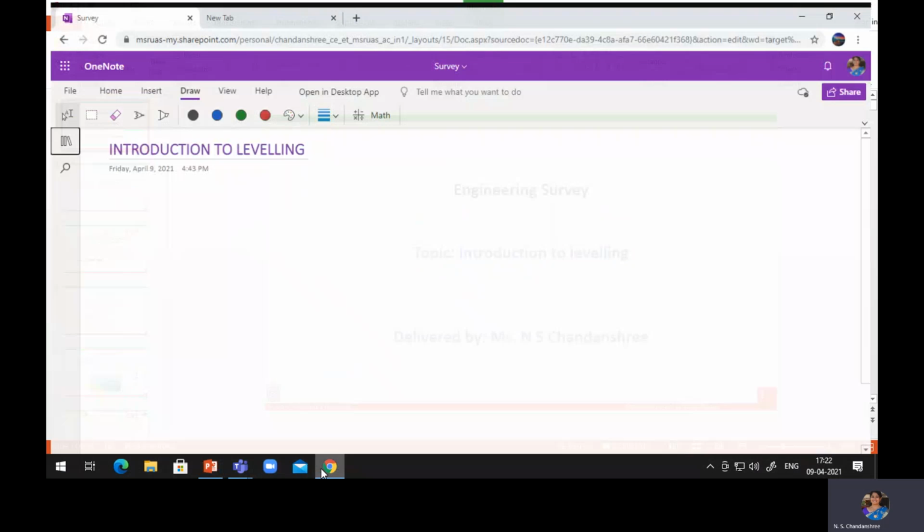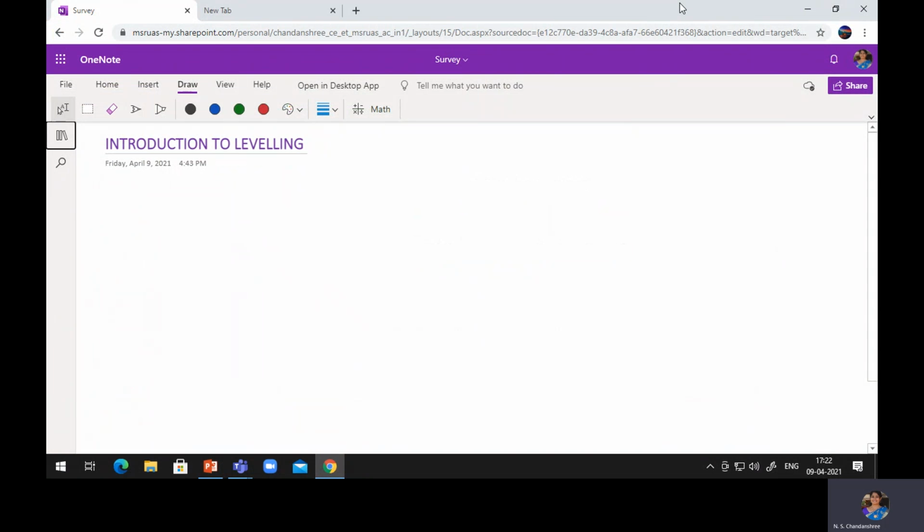Now we will solve one or two problems on leveling. First, there are two methods of calculation of reduced levels. First, we will learn about the height of the instrument method.